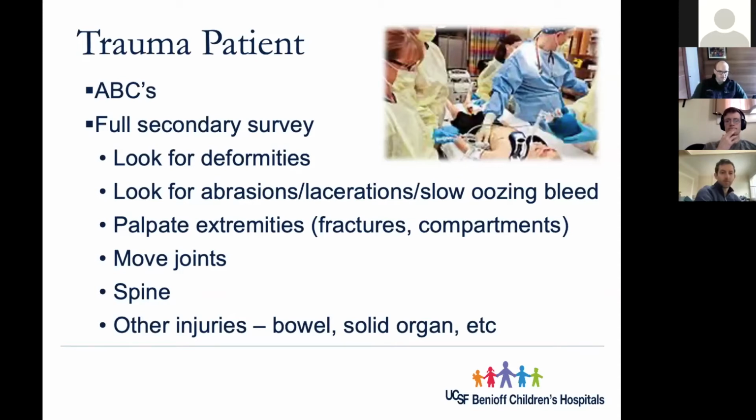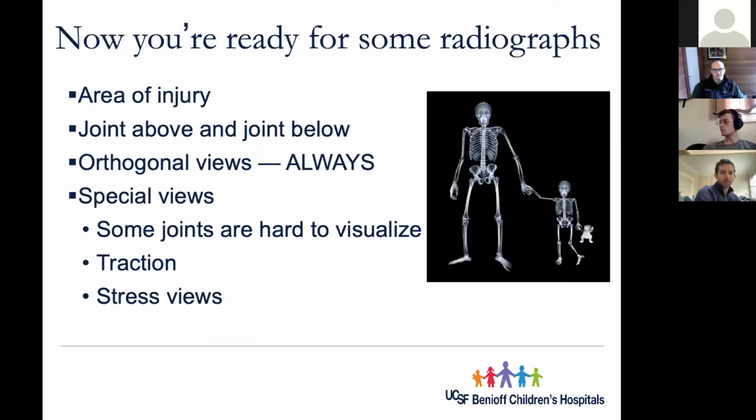Palpating extremities for crepitus and fractures, as well as compartment syndrome, is a very important thing. Less common in the pediatric world, but very important to utilize your skills to identify. Move your joints to see if there are any blocks to motion, swelling, etc. Then the spine exam and other injuries are things to be aware of with the pediatric population. Not always will they break bones, but they may have some solid organ injury that may affect our getting to treatment of those injuries.